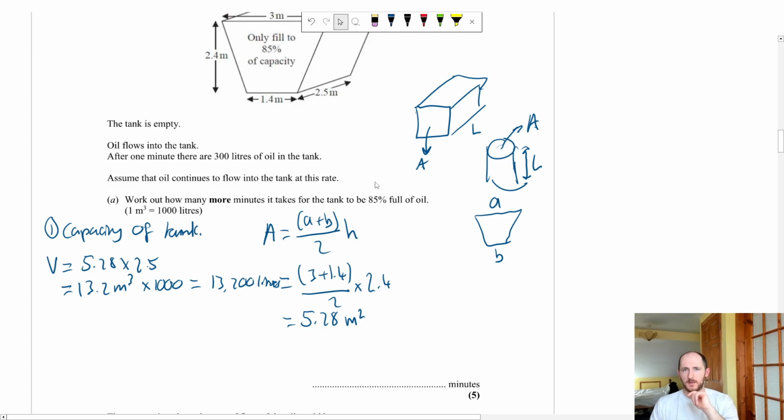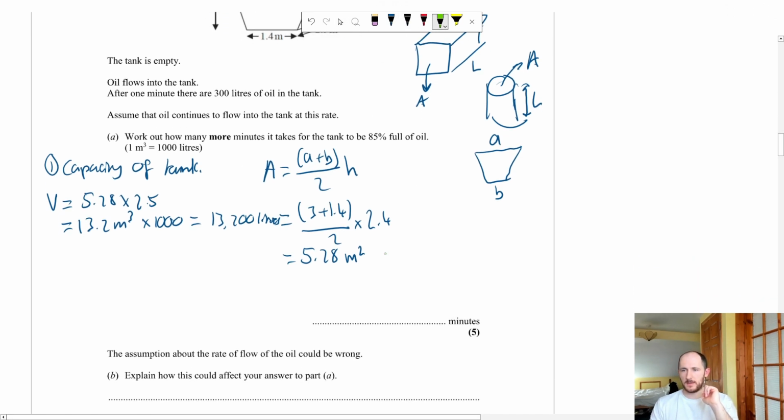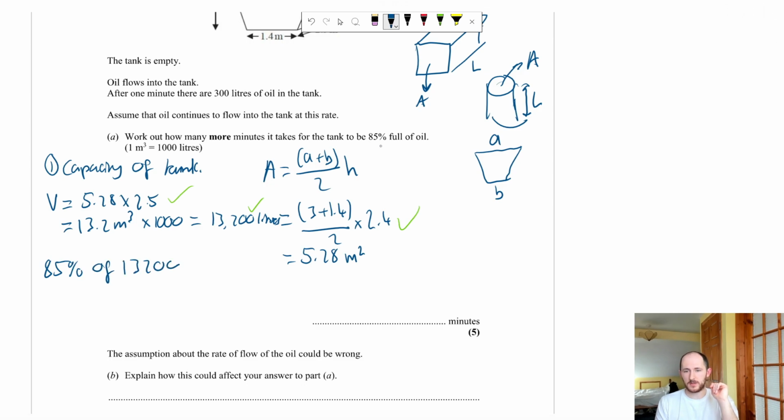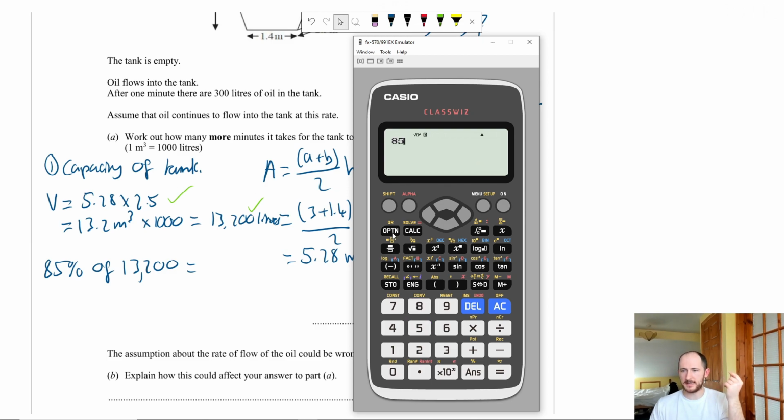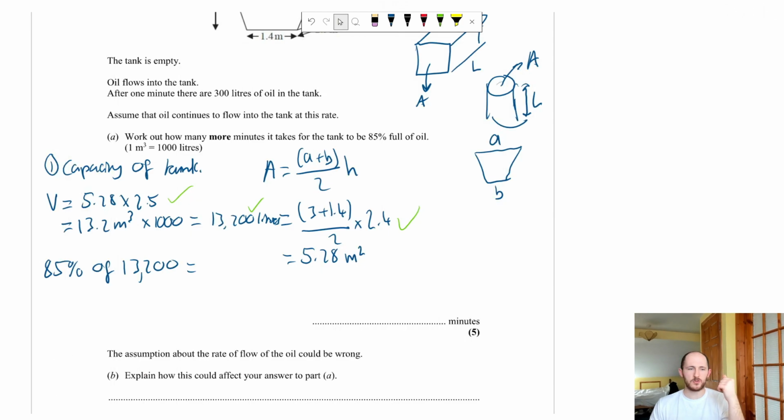Just so you're aware, we actually get 3 marks already. So, we get a mark for the area, volume, and then changing to capacity. We get 2 more marks for working out the next thing. The 4th mark is for taking 85% of 13,200, which on a calculator is actually really, really easy to do because there is a percentage button on your calculator. 85% times 13,200. 11,220.